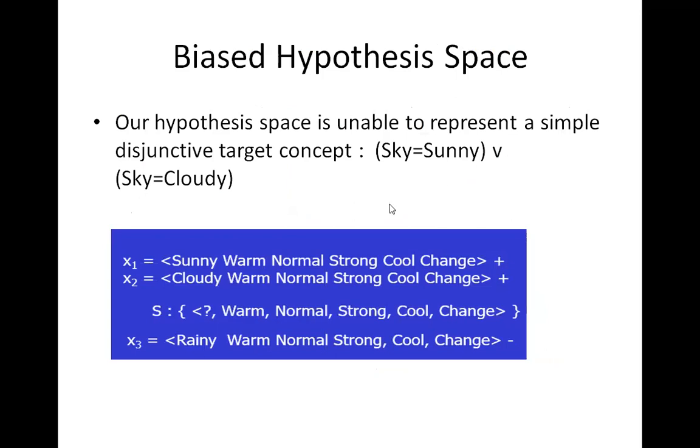And that's what happens when biased hypotheses are there. For sky is sunny, we don't have any distinctive representation. If there was a distinctive representation in the hypothesis, you could mention sunny or cloudy. But in our hypothesis representation, that is not allowed, so that is creating the problem.